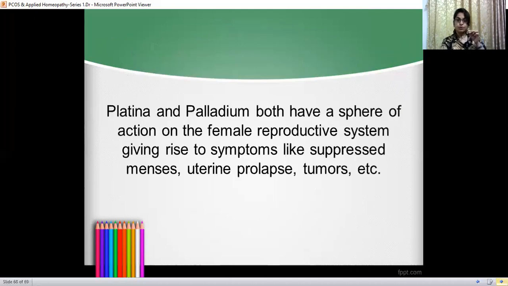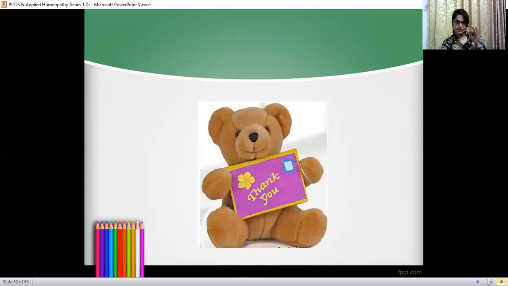Platina and palladium both have a sphere of action on the female reproductive system, giving rise to symptoms like suppressed menses, uterine prolapse, tumors, etc. So we can think of platina and palladium as complementary remedies for PCOS and female complaints, we can say. So that's it.